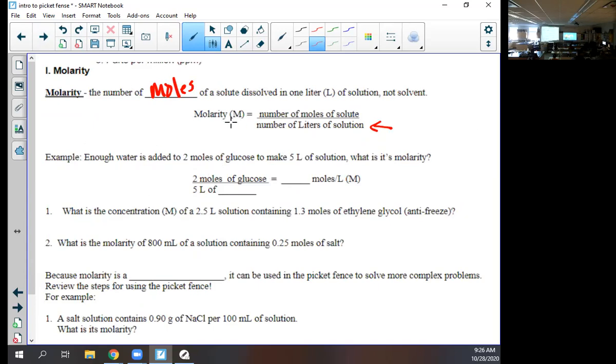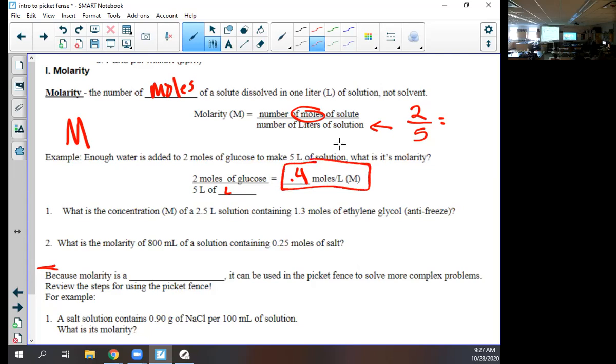All right, so molarity, it's a new unit to you. It's a capital M, but capital M really means the moles divided by the liters. All right, now, these 2 first examples are pretty simple. It says enough water is added to 2 moles of glucose to make 5 liters of solution. So I take my moles, which is 2, and divide it by my volume, which is 5. All right, so that would be liters of solution. 2 over 5 is 0.4.